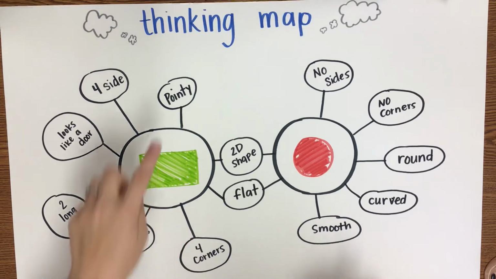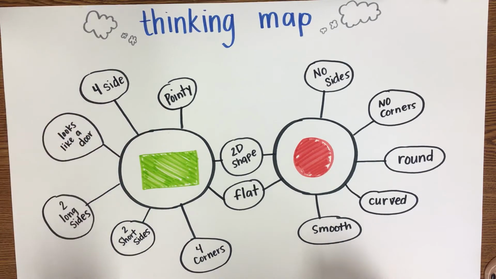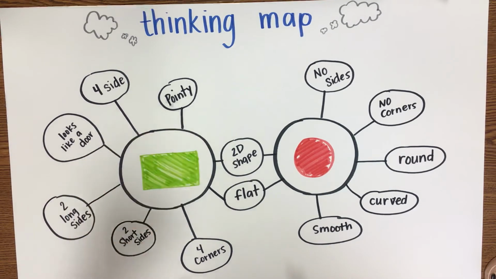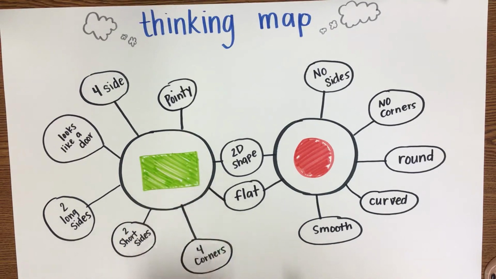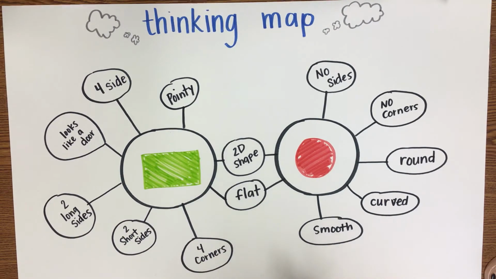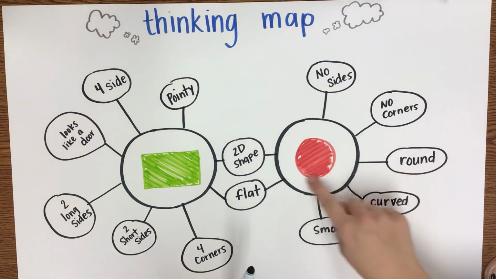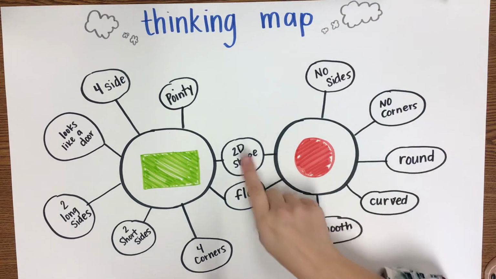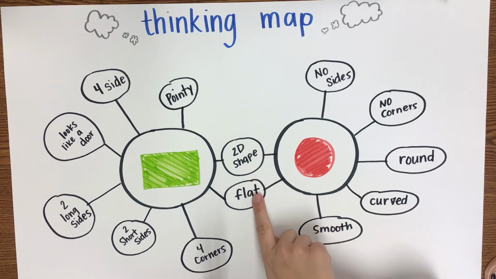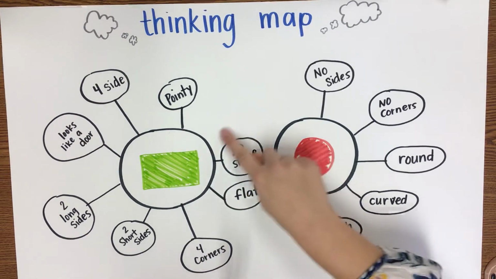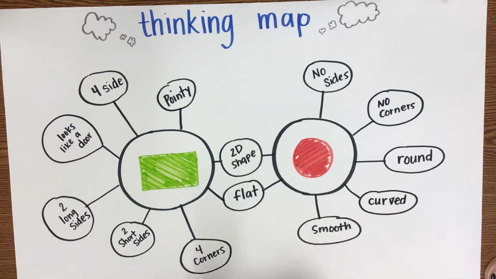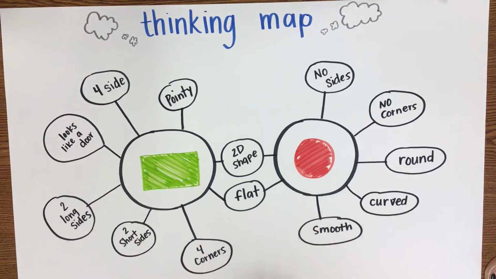A rectangle is pointy, has 4 sides, looks like a door, has 2 long sides and 2 short sides, and has 4 corners. A circle is smooth, curved, round, no corners, and no sides, but both are a 2D shape and both are flat. This is how they're the same. These make the circle different, and these make our rectangle different.